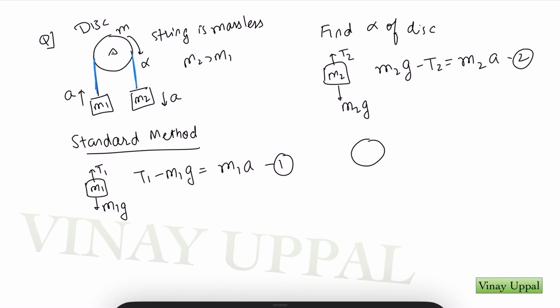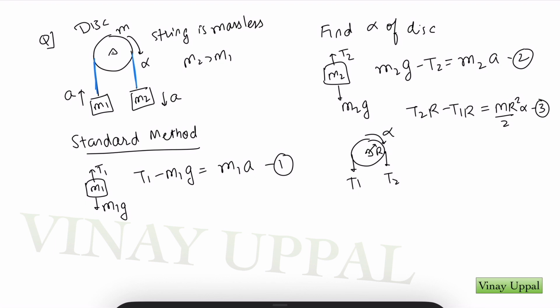Then on the disc, I'll have T1 and T2, and the disc is hinged at the center, and let's say the radius is r and the angular acceleration is alpha in the clockwise direction. You can see T2's torque is going to be clockwise, and T1's torque is going to be anti-clockwise. So the net torque in the clockwise direction is T2r minus T1r, which should equal the moment of inertia of the disc, mr squared by 2, times alpha. This will be my third equation.